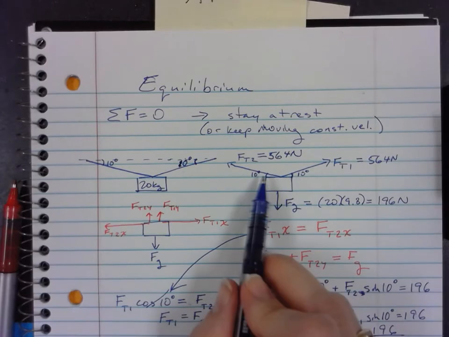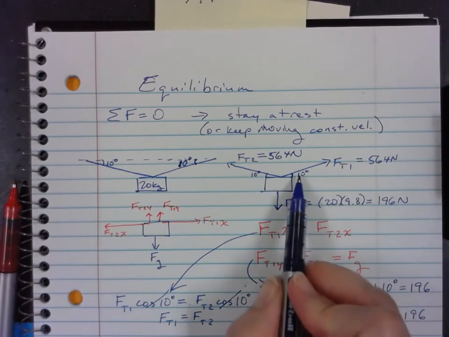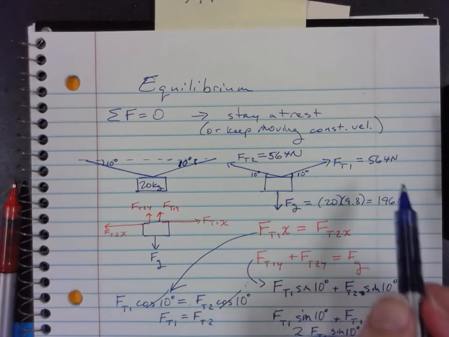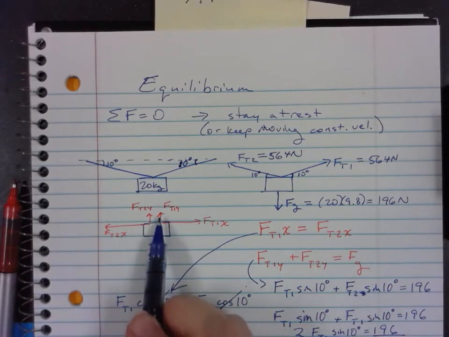So to pull this cable this tight, that it's only 10 degrees away from the horizontal, and that's not really well to scale, that's a lot more force than just supporting the weight. And it's because we have the sideways pull as well as the vertical pull.